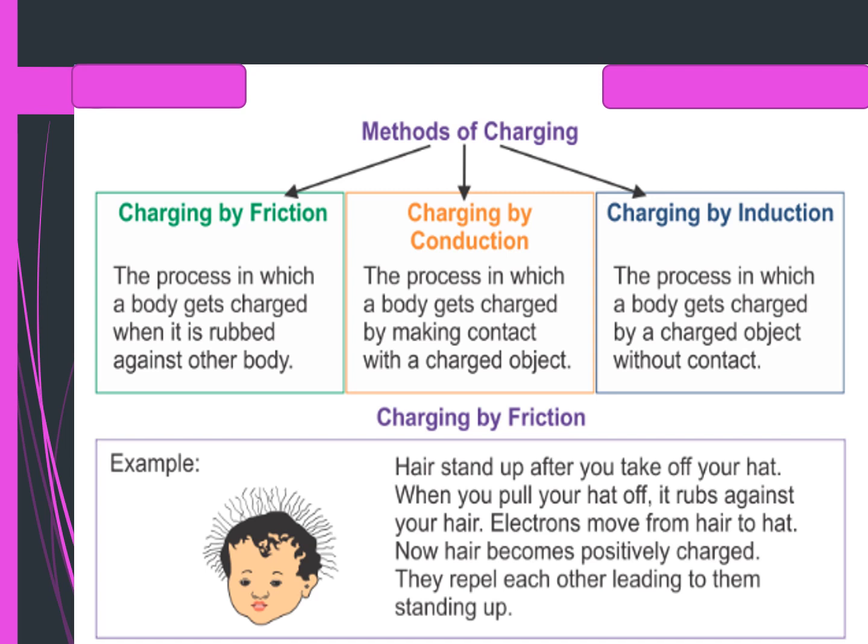Charging by friction: the process in which a body gets charged when it is rubbed against another body. Next, charging by conduction: the process in which a body gets charged by making contact with a charged body. There has to be a contact. Third, charging by induction: in this process, the body gets charged by a charged object without any contact.